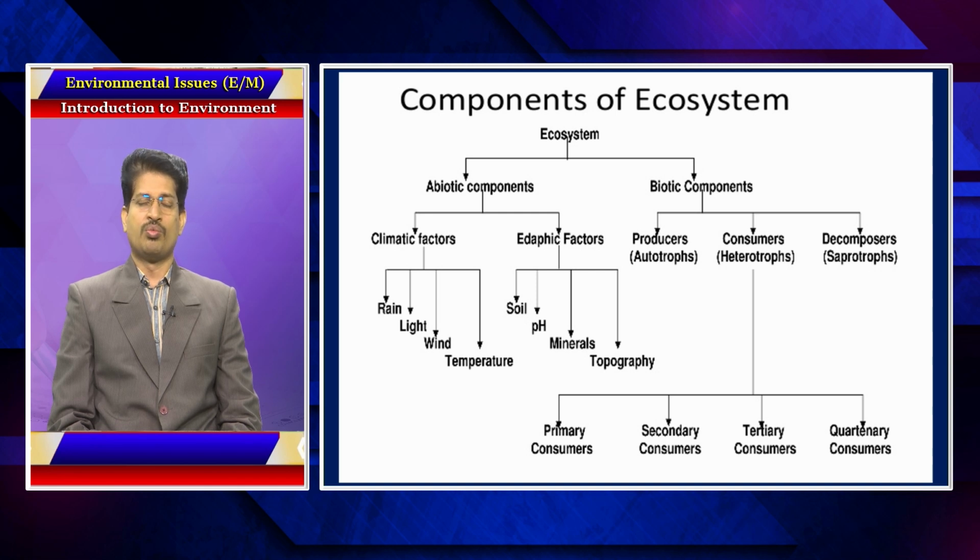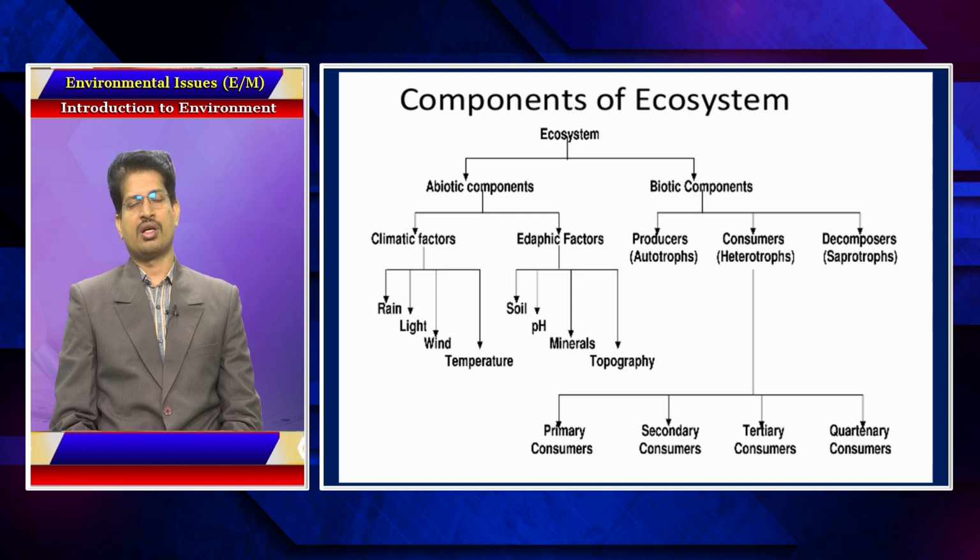Next, light. The more the sunshine, the more the plants grow. In the absence of sunshine, even if there is water, the plants cannot grow. Because plants cannot grow, the fauna doesn't develop much. So that is how light and precipitation impact the ecosystem.